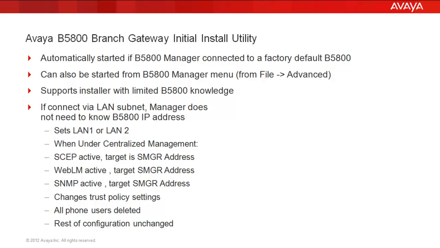When the installation utility runs, it makes all the required changes in the trust policy settings on the security side of the configuration, and we'll step through all these changes that occur. One note, all phone users are deleted when this utility is run, so keep that in mind. If you have a configuration that already has users built in, due to advanced user rights or other reasons, the phone users are deleted, but the rest of the configuration remains unchanged.